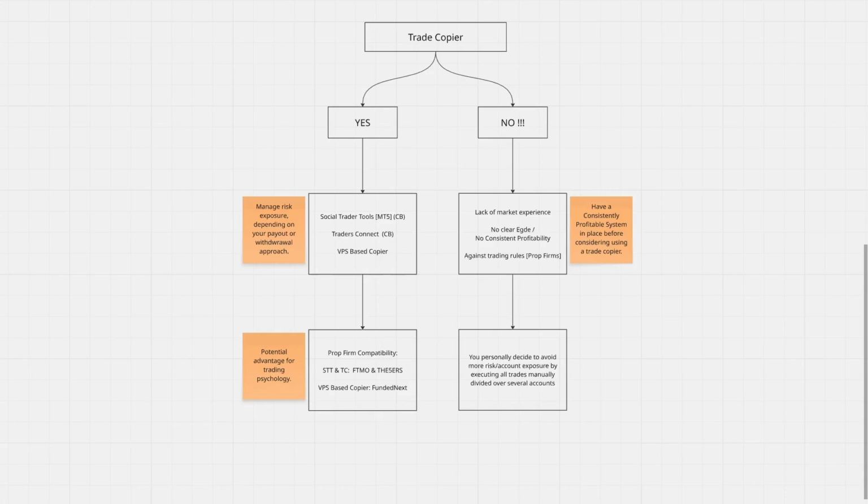The third firm that is similar, that is relatively newer, but has a very strong foundation, that is a reliable firm, is Funded Next. But with Funded Next, the trade copying is a bit more complicated because you cannot use any cloud-based trade copier, only VPS-based, and you cannot copy from external accounts to your Funded Next account, or copy your Funded Next account to external accounts.